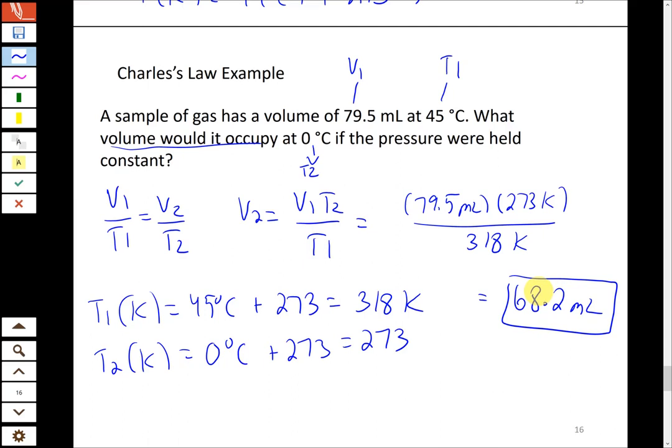So you have to get used to using Kelvin as your temperature unit for all these types of problems. That's going to be important as we go through a lot of different things in this chapter. All right, any question on Charles's law?